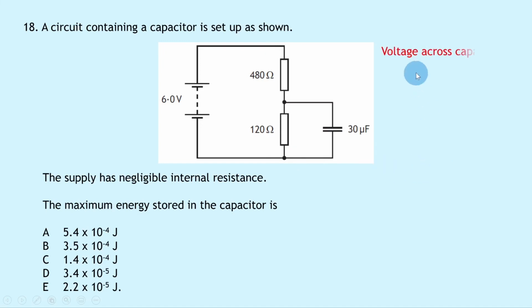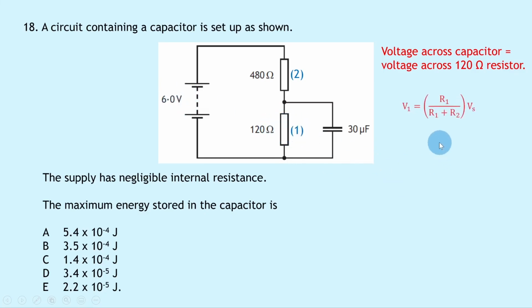So we can say firstly that the voltage across the capacitor is equal to the voltage across the 120 ohm resistor. So let's start by labeling the 2 resistors. I'm going to call this one number 1 and this one number 2, which means that if I use the equation for potential dividers, where supply voltage is known because I know what that is, we're trying to find V1 using V1 equals R1 over R1 plus R2 times Vs, and we can now sub in our numbers.